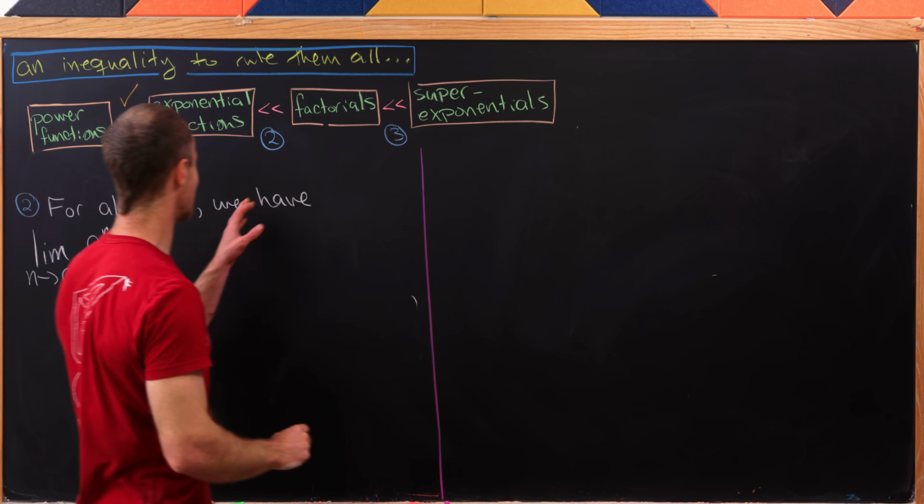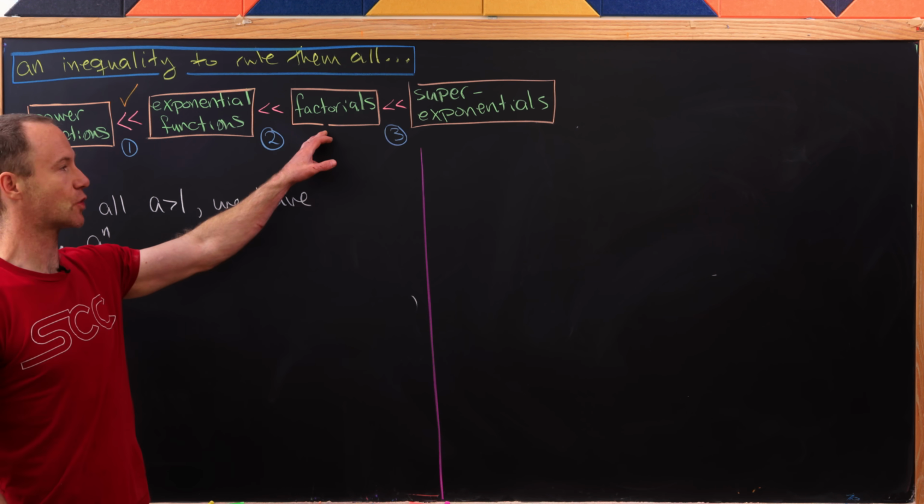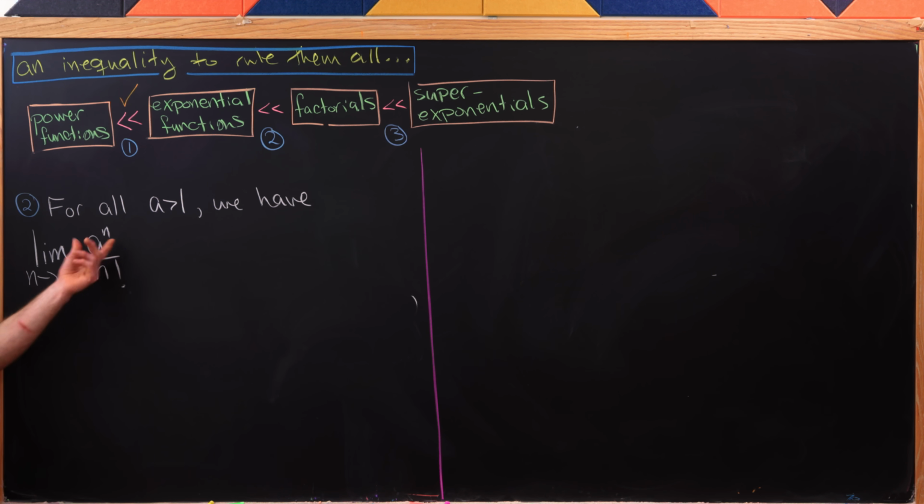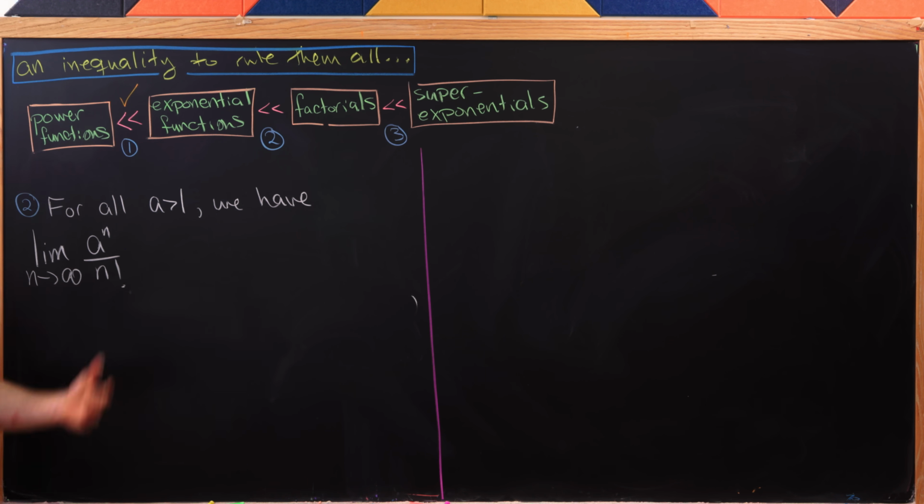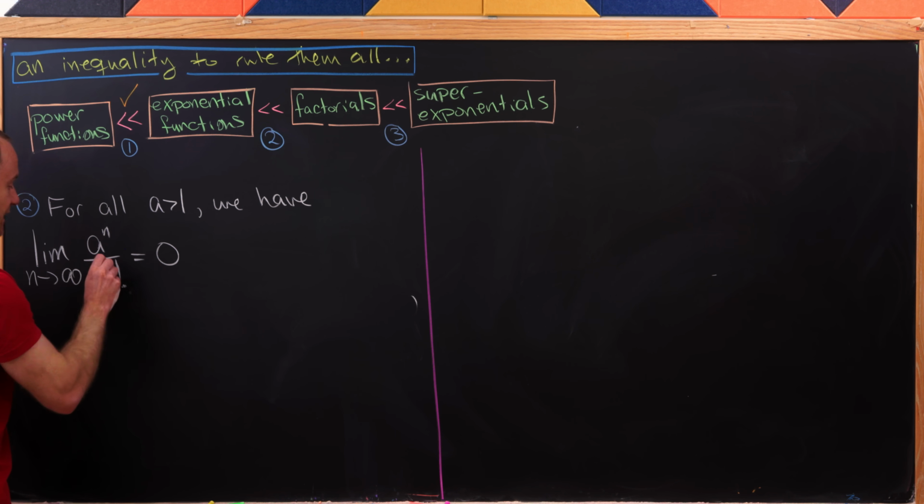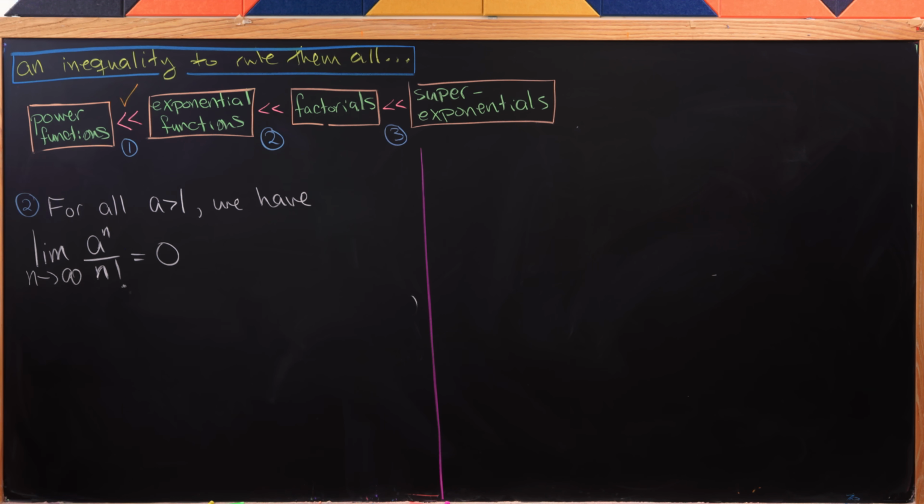Okay, so for the second inequality, we want to show that factorials grow much faster than exponential functions. So let's take an arbitrary exponential function, a to the n. We'll take a to be bigger than 1. And then we're going to put that on top of a factorial. And we should have this limit equaling 0 if the denominator is indeed growing much faster than the numerator. Okay, so let's see how we might do this. So we're going to do the same game with an inequality in the squeeze theorem.